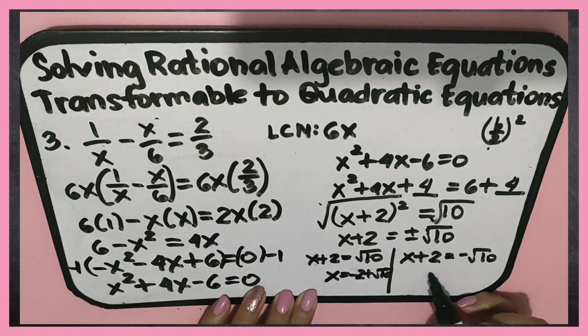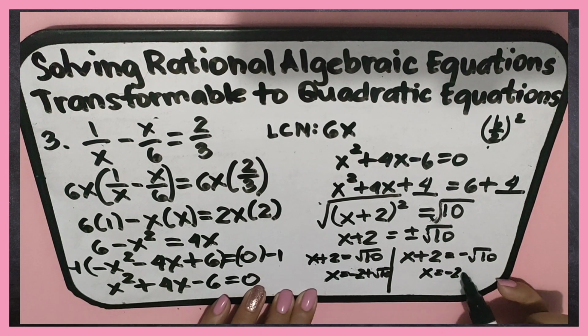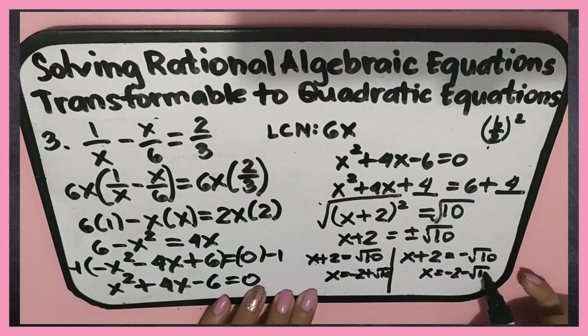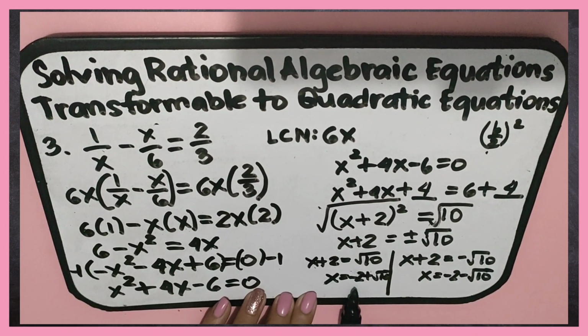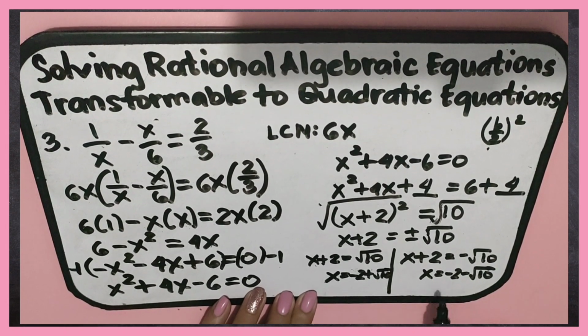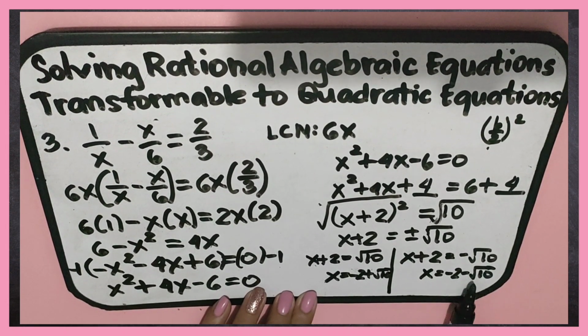While this one is x equals negative 2 minus square root of 10. Okay, so the answers are x equals negative 2 plus square root of 10. Then the other x is x equals negative 2 minus square root of 10.